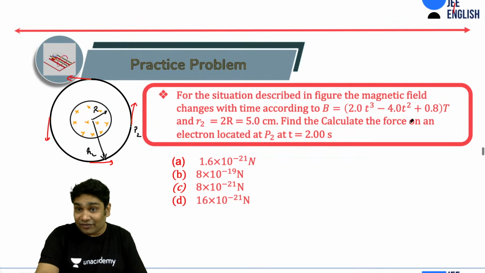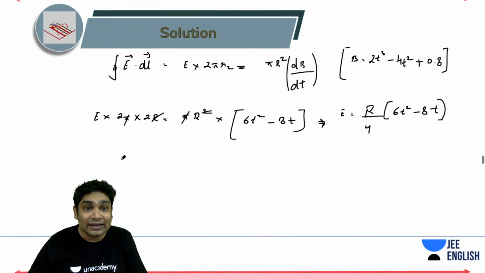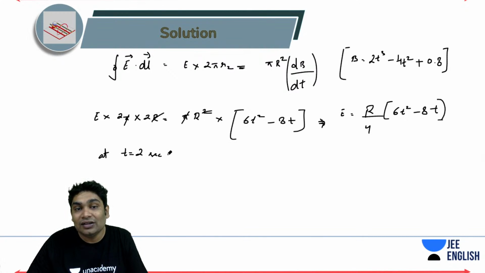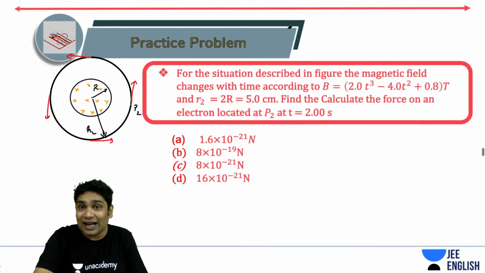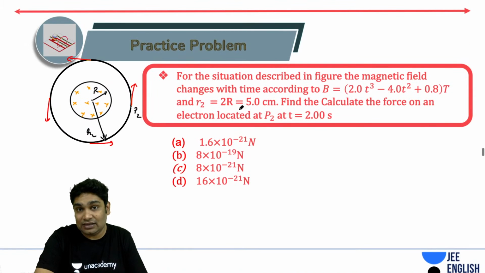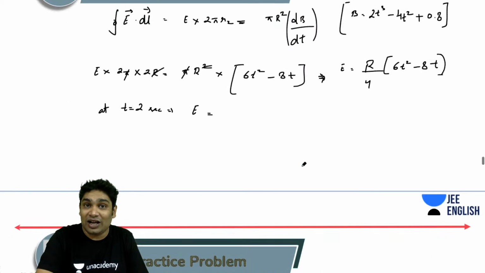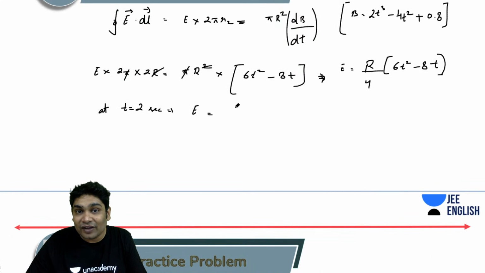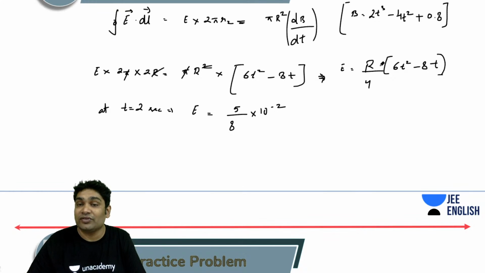The question said to find the force on the electron located at P2 at t equals 2 seconds. Let's see what the strength of E is. E would be R over 4. R, was it mentioned? Yes, 2R was given to us as 5. So R would be 5 by 2. So this is 5 by 8 into 10 to the power minus 2. Why? Because this is given in centimeters. Always put the right unit.